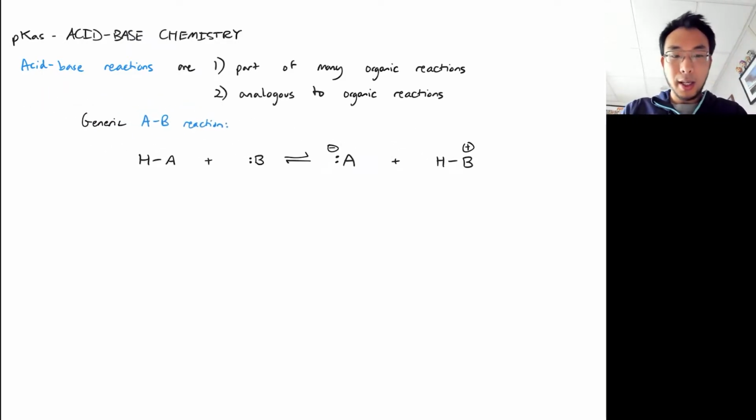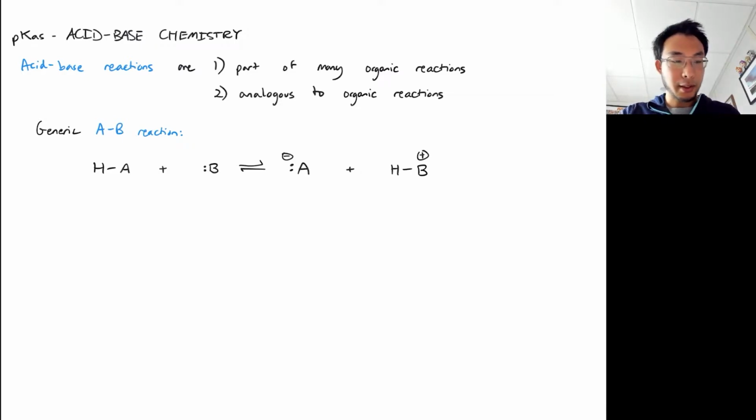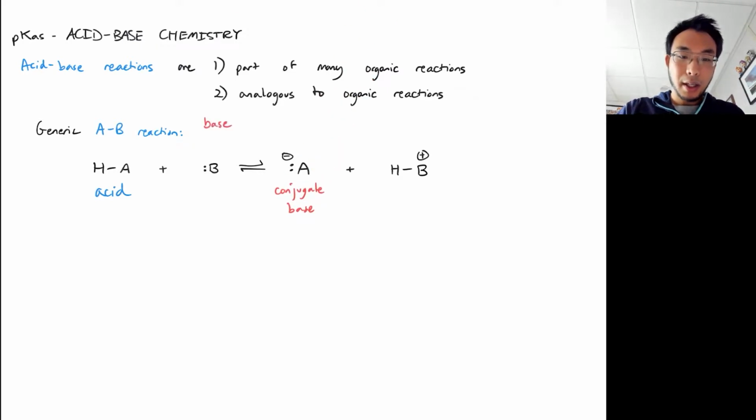So a generic acid-base reaction looks like this. We have molecule HA plus molecule B with a lone pair here. This hydrogen, or this proton, is transferred during the acid-base reaction. The HA is the acid, which turns into, on the product side, the conjugate base, and the B species is the base, that turns into the conjugate acid.